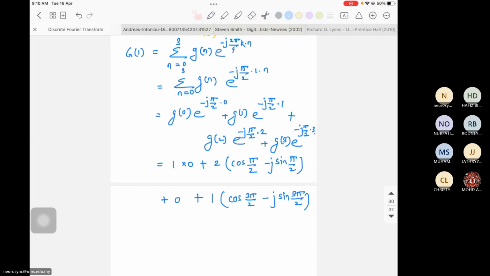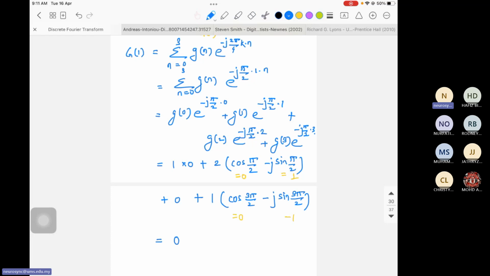0, doctor. This is equal to 0. What is sine of pi by 2? This is equal to 1. What about cos of 3 pi by 2? 0. And sine of 3 pi by 2? Equals negative 1. That is minus 1.